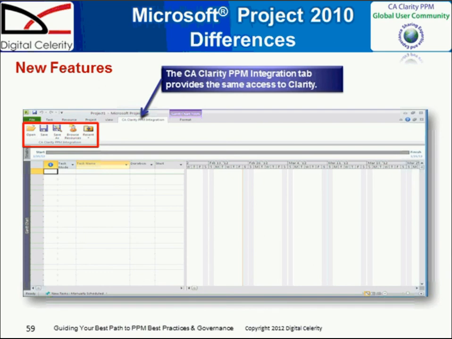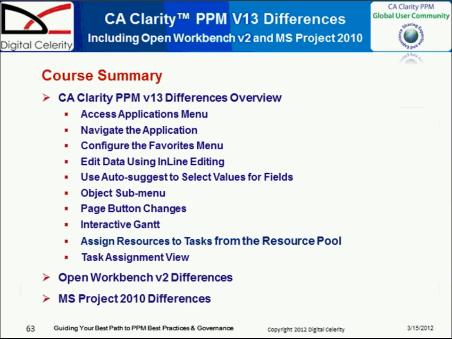So just to conclude, I covered today the major changes that have occurred from version 13, the access, the application menu. We looked at how to navigate the application a bit and some of the changes there. We looked at configuring the favorites menu, how to use the inline edit, the auto suggest, which enables you to get to things very quickly. Some of the changes in the UI for this object submenus and the button changes on the pages.